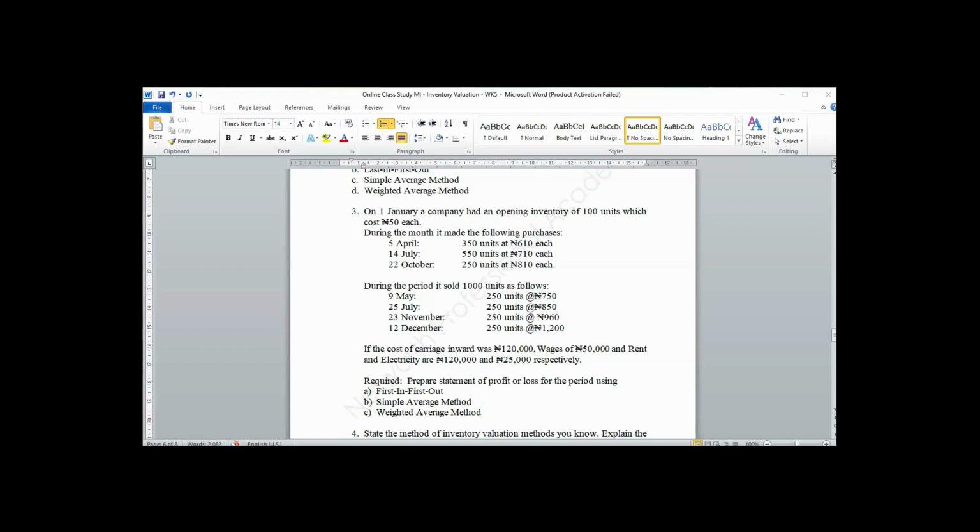Another name for that price, we call it what? Moving averages. Is it clear? They can call it moving averages. Now, let's go to the Excel part so you can understand it better, what I'm talking about. Are you with me? Yes, sir.